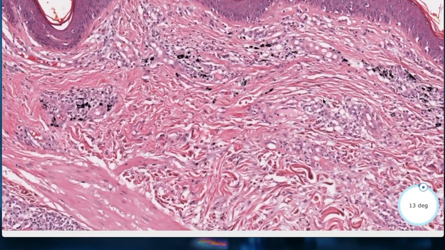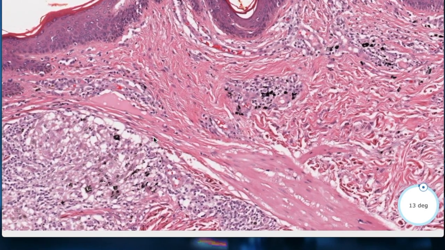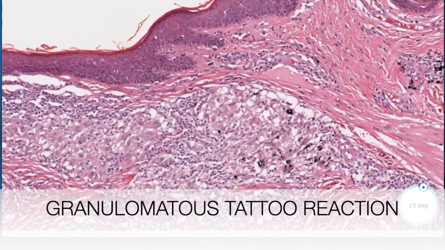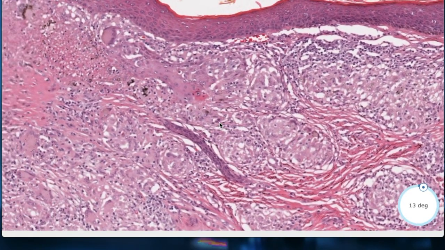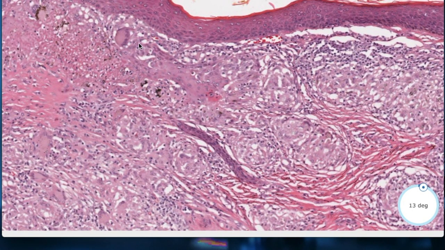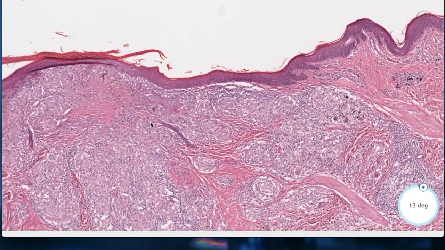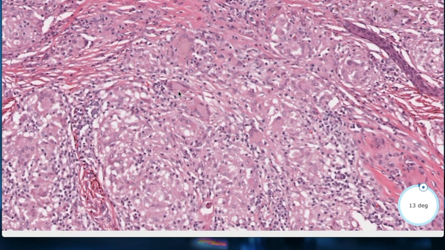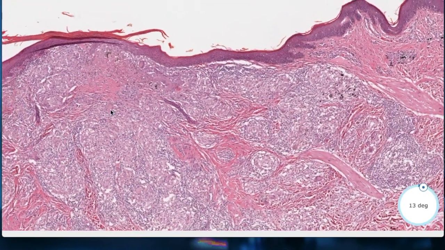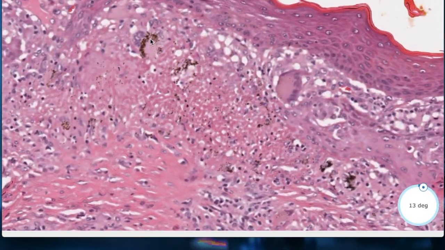So I'm sure a lot of you are shouting now the diagnosis. So this is granulomatous tattoo reaction, and I'm just showing you this to show you like the foreign body type reaction granuloma, which I'm sure like many of you are familiar with. And you see like here the giant cell type reaction formation, very, very florid example of tattoo formation.